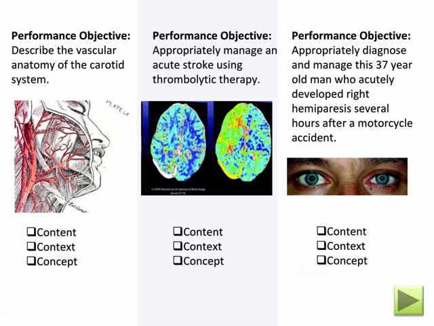Let's use carotid artery disease as an example. Here are 3 different performance objectives for potential learning elements. For each, select which C the element fulfills. The 3 C's describe the knowledge system that makes up a learning element as well as the overall knowledge structure.